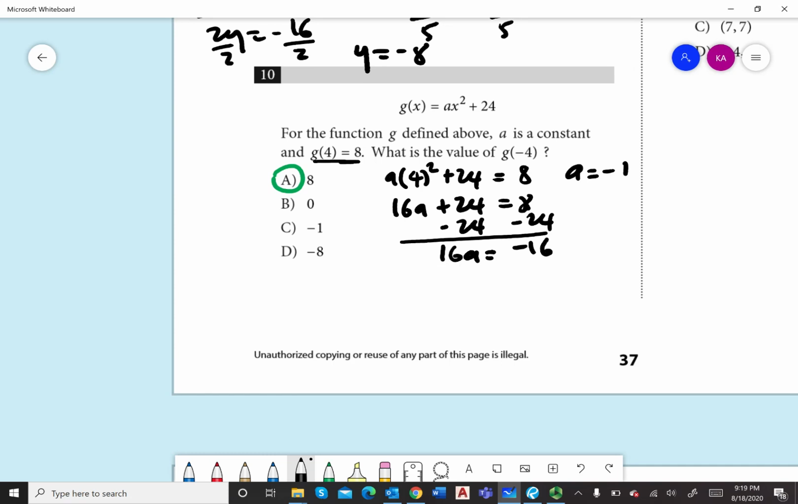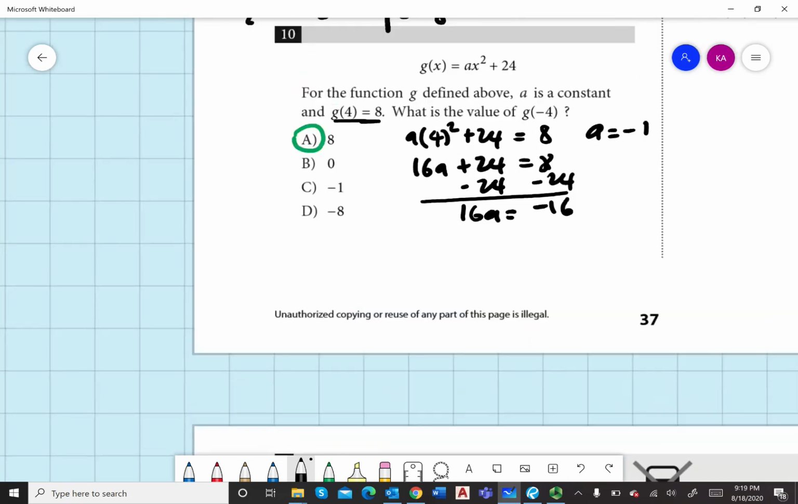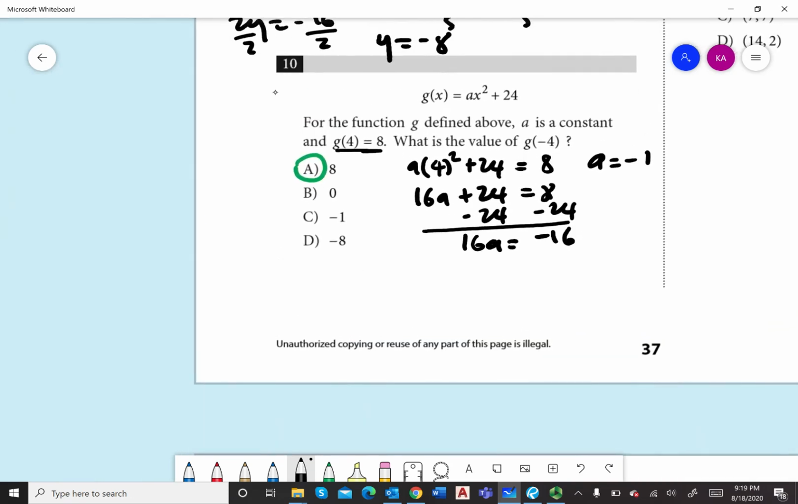Which means that a is equal to negative 1 if I just divide by negative 16. Then I can rewrite my function. This function is now defined with a as negative 1, so I don't have to write the 1: negative x squared plus 24. Now I can find g of negative 4, correct? Because I know the function. So what is g of negative 4?